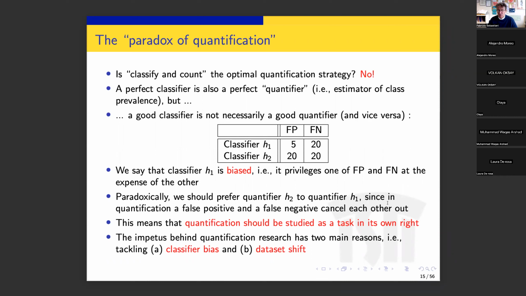In a sense, the impetus behind the research on quantification has had two main reasons. First, to fight classifier bias, to deal with the fact that classifiers may be biased, that even when you train a support vector machine and optimize the parameters, the optimal classifier that you might generate from the training data may be biased. So, as I was saying, the impetus behind quantification research had two main reasons: dealing with the presence of classifier bias and dealing with the presence of dataset shift.